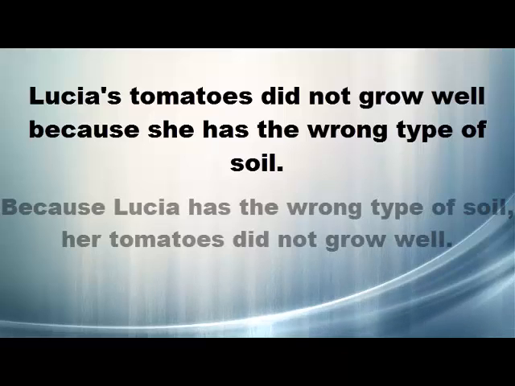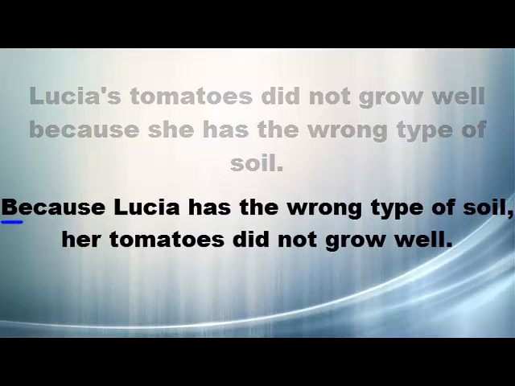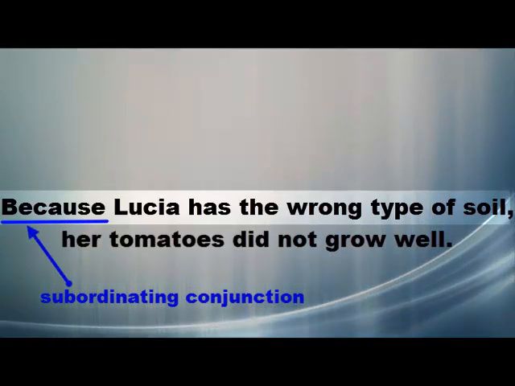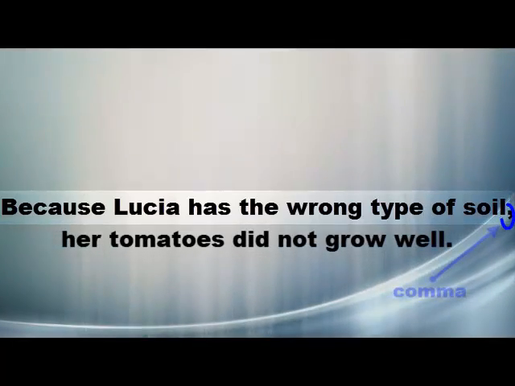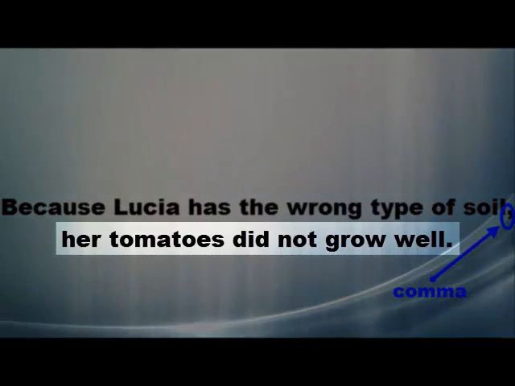In a complex sentence, the dependent clause and the independent clause can be switched around. Because Lucia has the wrong type of soil, her tomatoes did not grow well. Here, we begin with a subordinating conjunction and the rest of the dependent clause, followed by a comma and the independent clause.